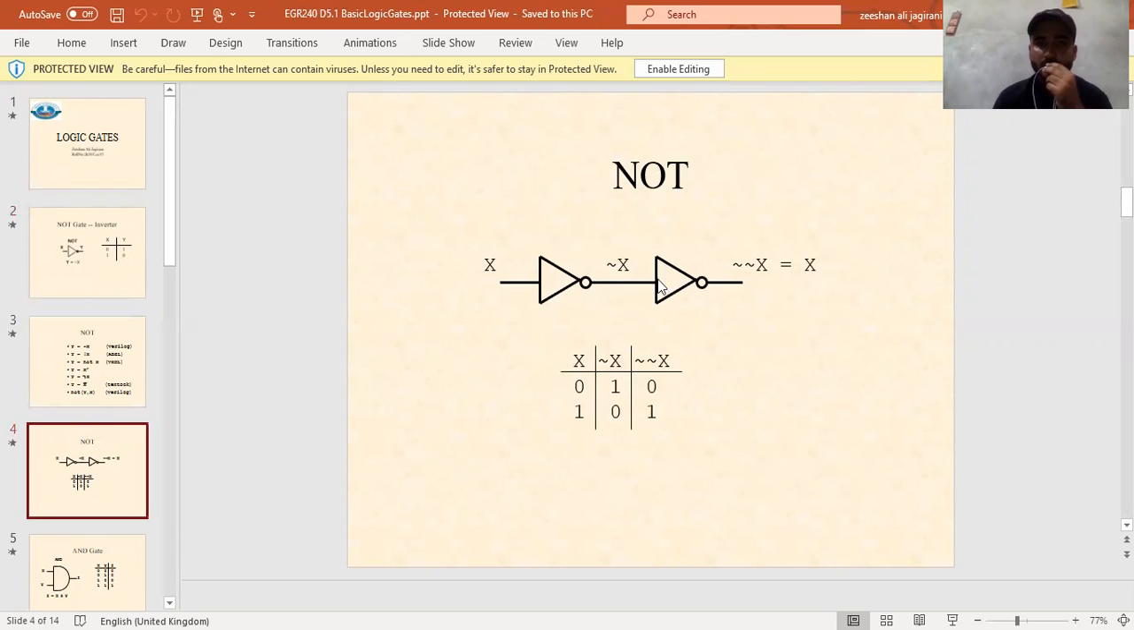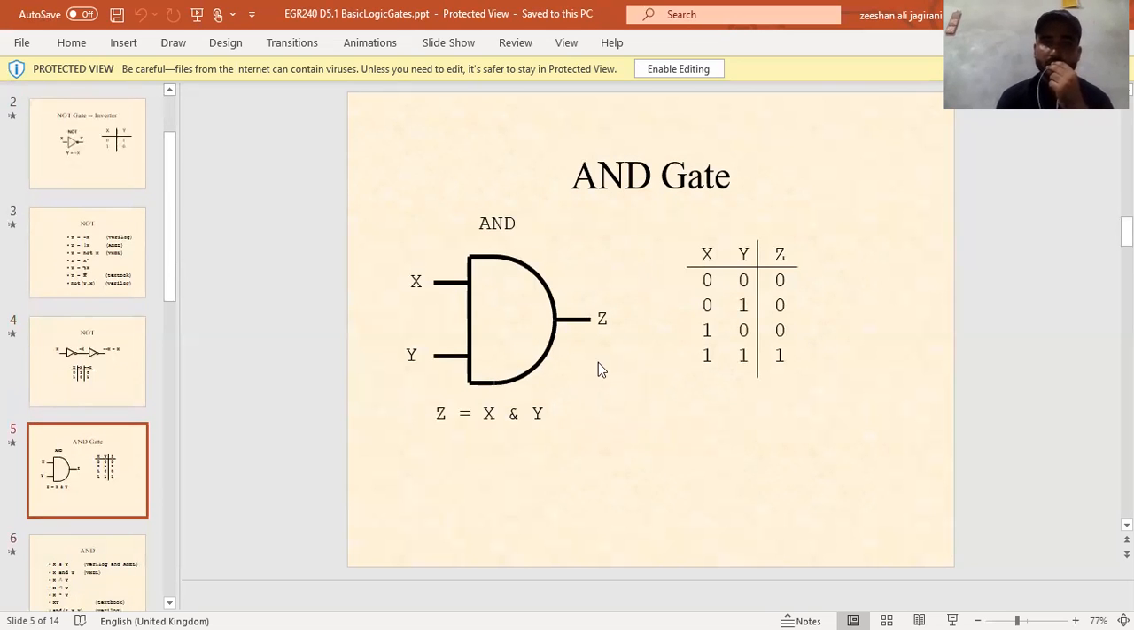Here two NOT gates are used. Here is the first gate and here is the second gate. If X is 0, then the input to the second gate will be inverted, and the final output will be the same as the first input, because it is inverted two times. First it is inverted into the opposite, and the opposite is inverted into the same. You can see that 0 is the input, it is inverted into 1, and 1 is inverted again, twice inverted, and converted into 0.